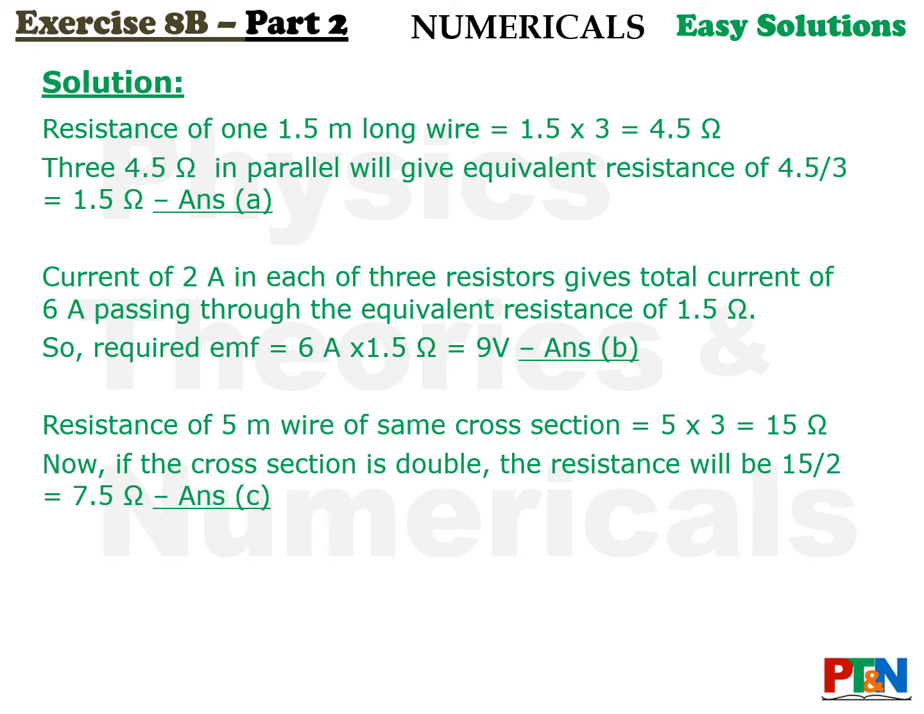And resistance of 5 meter wire of same cross section. That means if it is of same cross section, it will be 5 into 3, that is 15 ohm. But here it says cross section is double, that means resistance will be half. So final resistance of this 5 meter wire will be 15 by 2, that is 7.5 ohm.